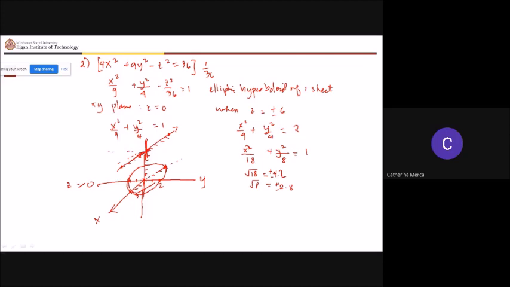And for y, 1, 2, 3, 4, 5, 6, y will give you 2.8. So 1, 2, almost 3, no? Here it's only 2, so almost 3. 2.8. So we draw another, bigger ellipse.